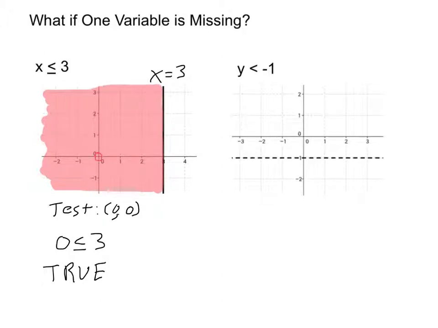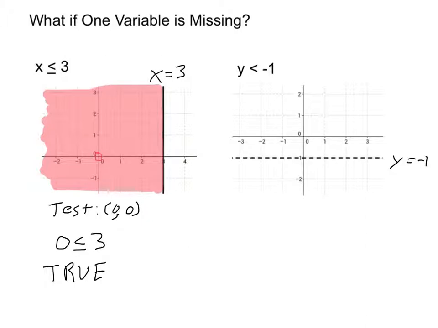We'll do the same type of thing for the next problem. y is less than negative 1 is a horizontal line. If I look at it as y equals negative 1, it goes through the point 0, negative 1. And because it's just a less than, I want to have a dotted line. The points on that line will not satisfy the equation, so I don't want to use that.